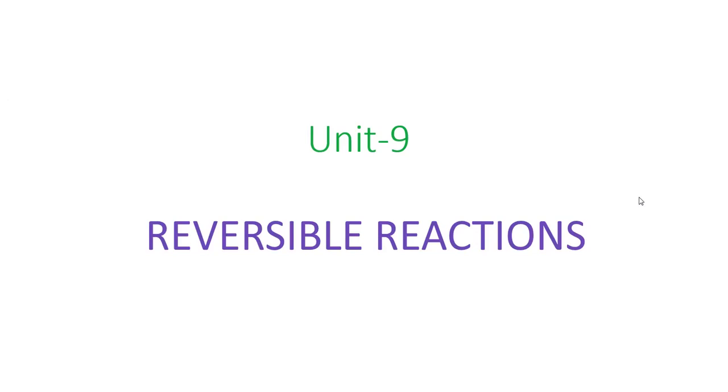Dear students, today we are going to learn Unit 9 Reversible Reactions. You have studied physical and chemical changes in your previous grades. The changes could be permanent change like your age, height, etc., or could be temporary change like ice becoming water and water turning into steam.